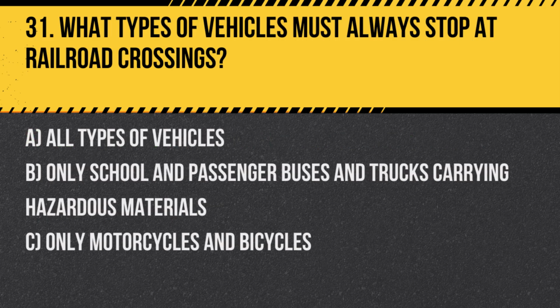Question 31. What types of vehicles must always stop at railroad crossings? A. All types of vehicles. B. Only school and passenger buses and trucks carrying hazardous materials. C. Only motorcycles and bicycles.